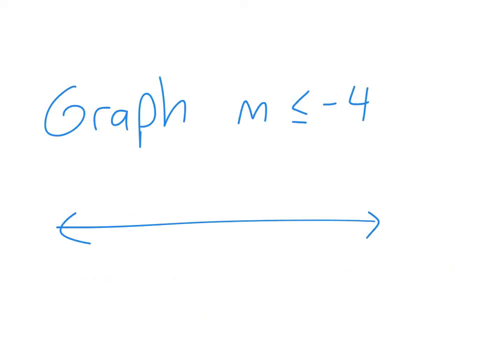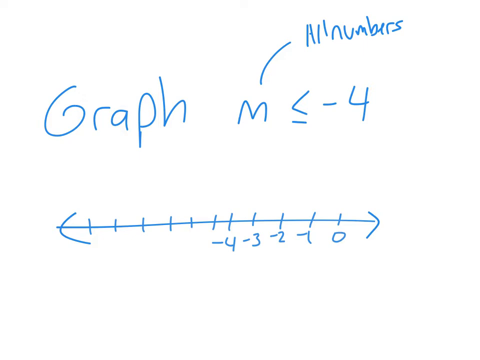All right, let's do another. Let's graph m is less than or equal to negative 4. Again, the variable stands for all numbers that are less than or equal to negative 4. So again, graph the given number in the middle-ish, okay? And then a couple on either side, so negative 4. To the right would be negative 3, negative 2, negative 1, 0, and this way would be negative 5, negative 6, negative 7, negative 8, negative 9, negative 10.